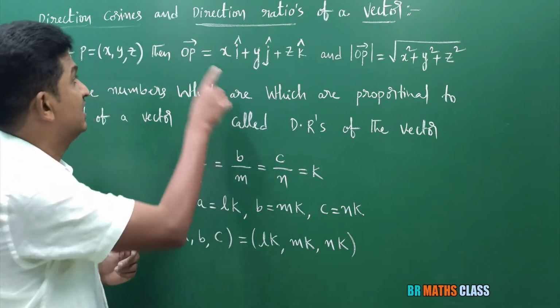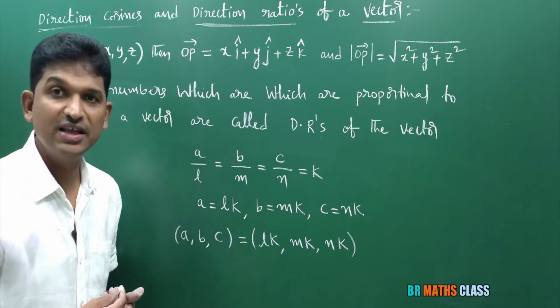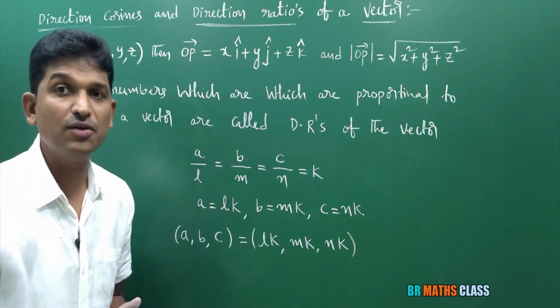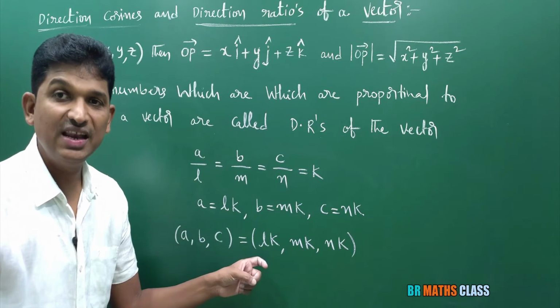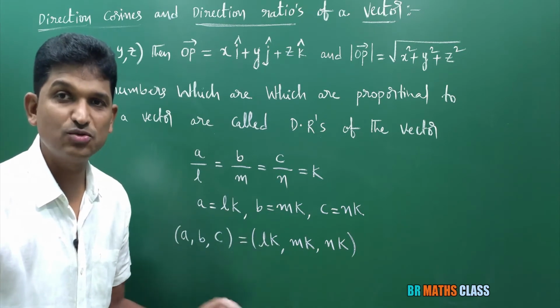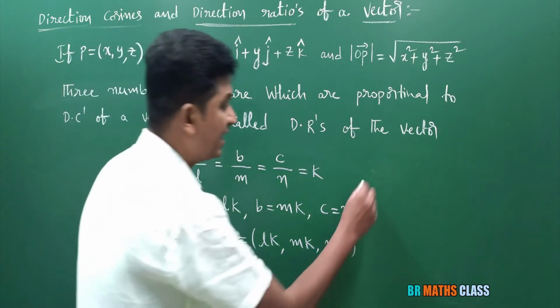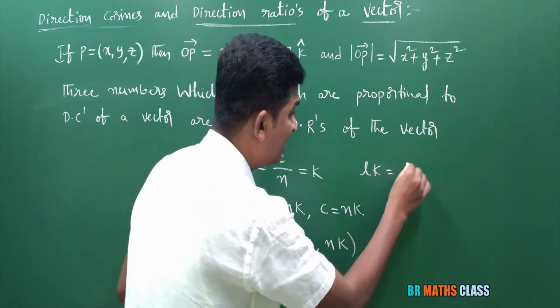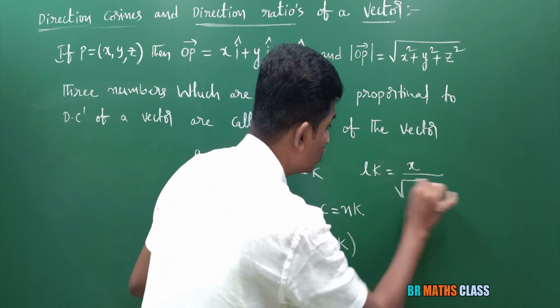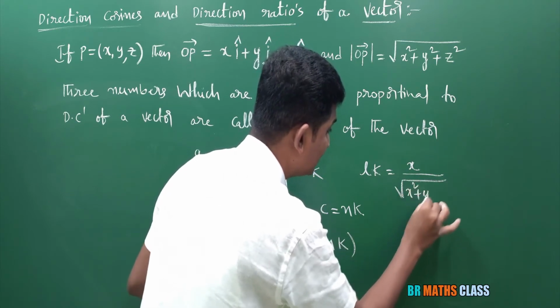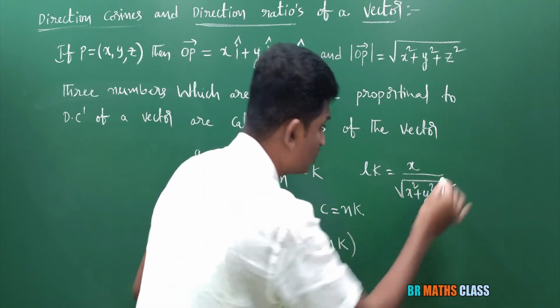If P is (x, y, z), then what are the direction cosines of OP bar? What is l? l is x divided by root over x square plus y square plus z square. Now, what I will do is calculate lk. What is l? l is x divided by root over x square plus y square plus z square. This is what we learned in direction cosines.